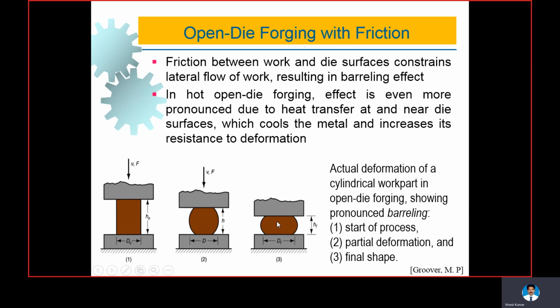In hot open die forging, the effect is more pronounced due to heat transfer near the die surface, which cools the metal and increases its resistance to deformation. Because of the friction effect, the material resists deforming, and because of the heat effect, the material suddenly cools and resists deforming. That's why a distorted shape is formed because of the barreling effect. So this is the start, this is partial deformation, and this is the final deformation.